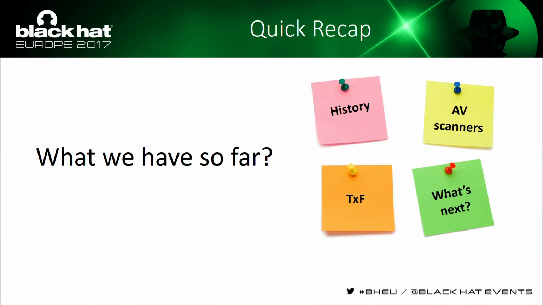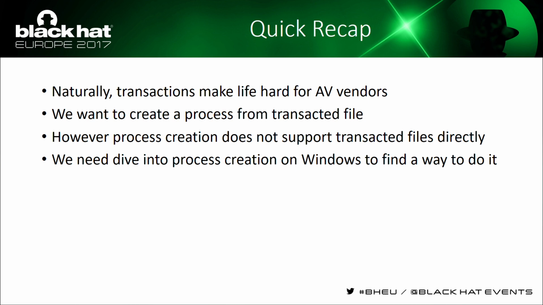So what do we have so far? Well, we took a look at the history of evasion techniques. We took a look at all the factors we need to consider when we are developing an AV scanner. We took a look at NTFS transactions, and you must be wondering what's next. Naturally, transactions make life very hard for AV vendors, and what we'd like to do is leverage transactions to create a process that is very hard to scan. However, we don't have a CreateProcessTransacted API, so we can't really rely on that to somehow pass a handle inside a transaction.